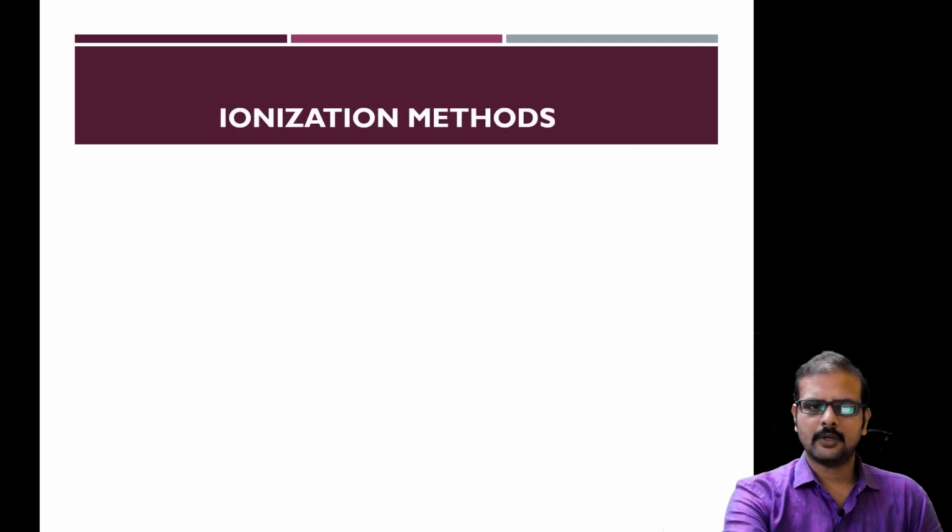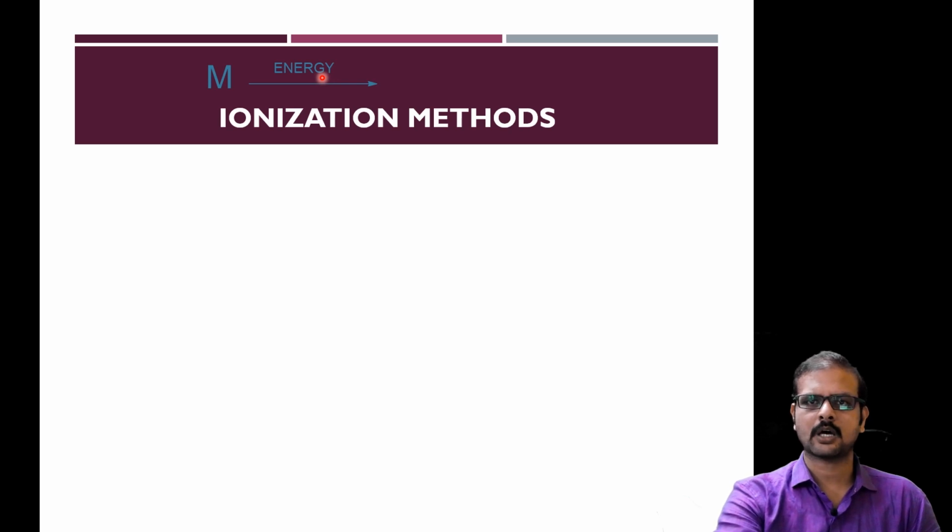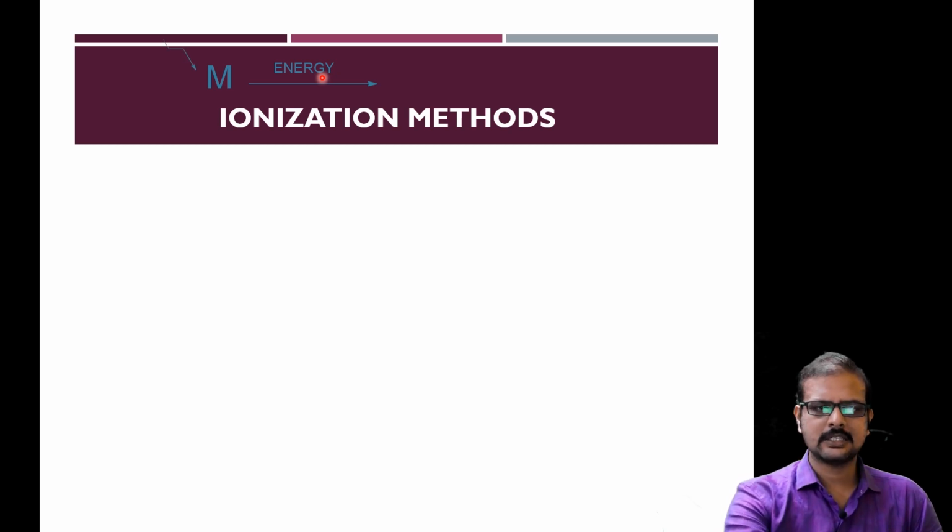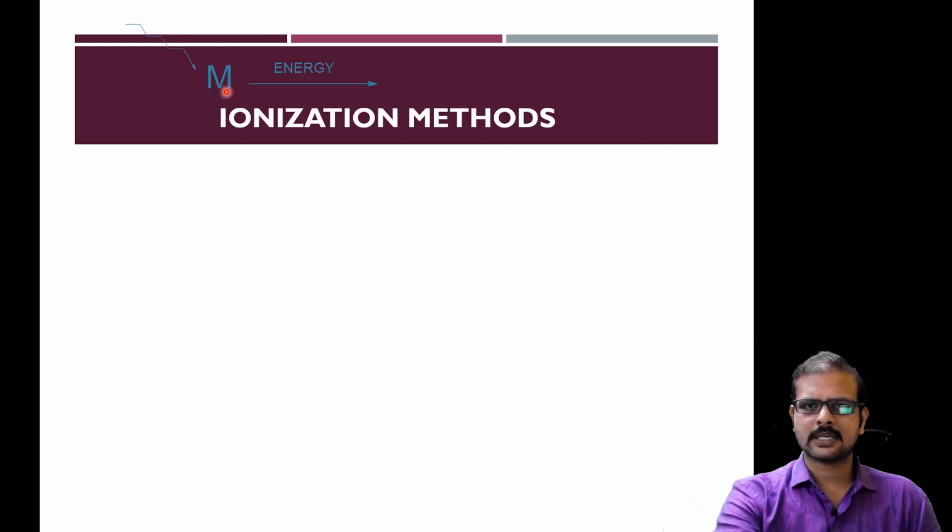So now we will go into the ionization method. What happens in an ionization method? A molecule, that is M, is passed through a high energy source. This energy source may be ions, electrons, neutral molecules, or photons. Whatever it may be, it is a high energy source which is bombarded onto the molecule. Then what happens to this molecule? It will immediately release an electron outside.